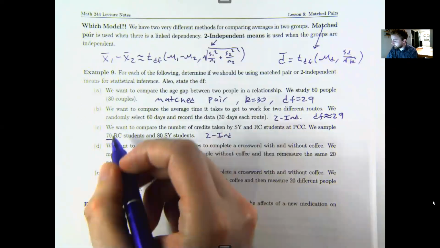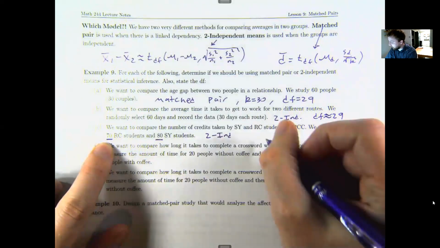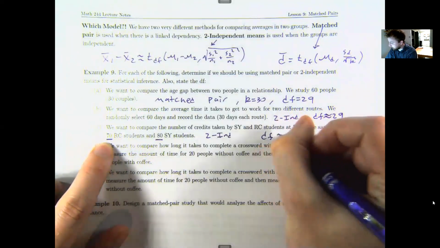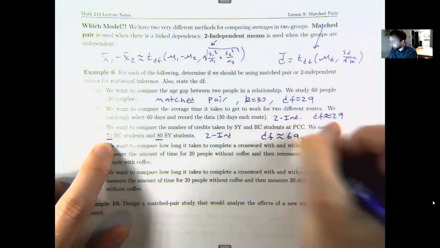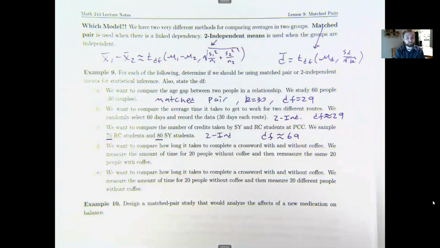I'm basing it off of the smaller degree of freedom. The smaller group here is the 70. So I have about 69 for my degree of freedom for this problem.